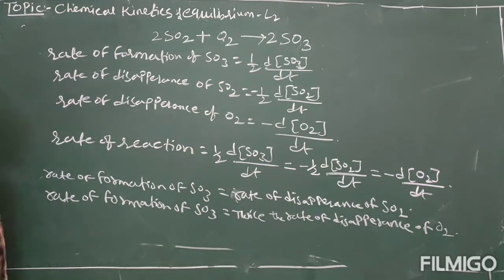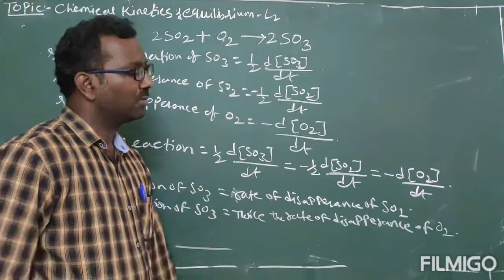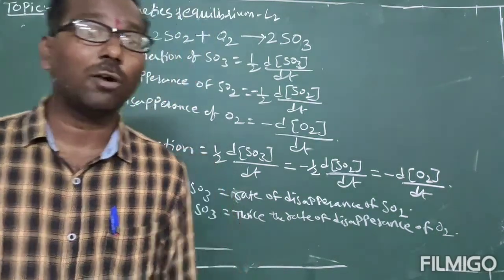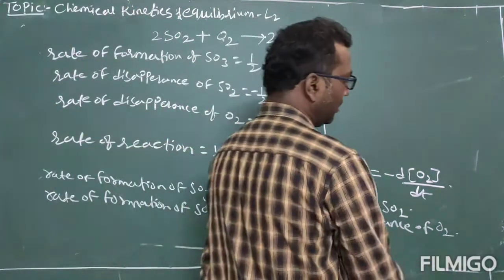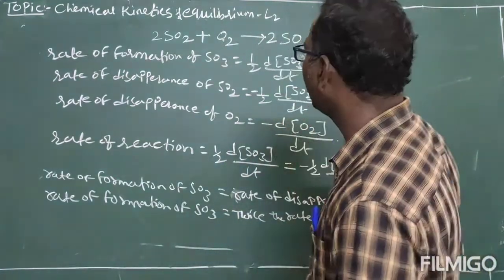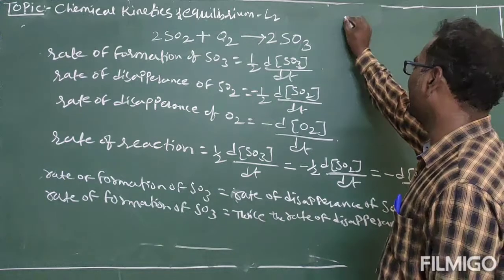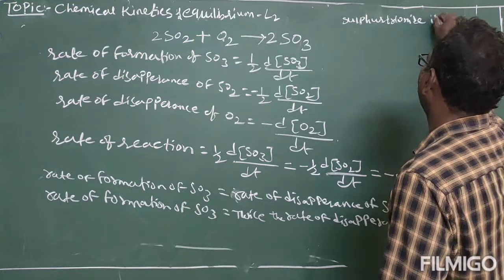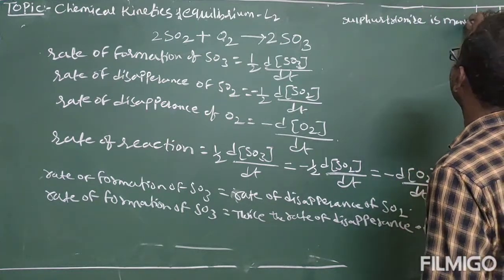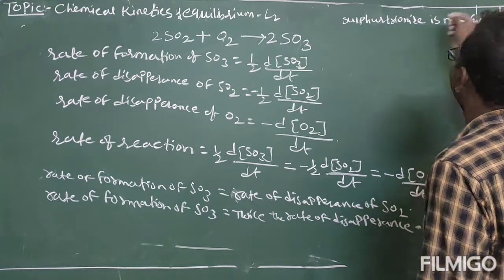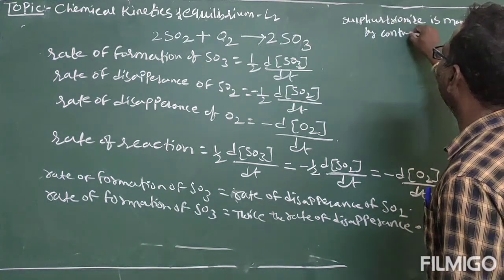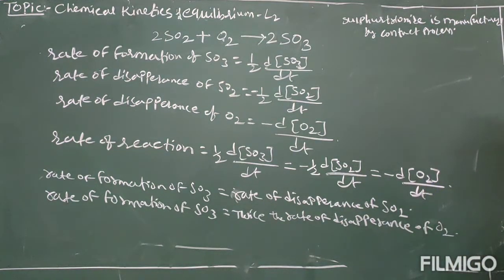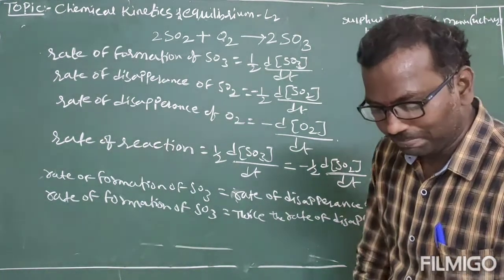So this is nothing but contact process. Sulfur trioxide preparation. Sulfur trioxide is prepared by contact process. Note down. Contact process is used for the preparation of sulfur trioxide. Sulfur trioxide is manufactured by contact process. Now you note down the question.